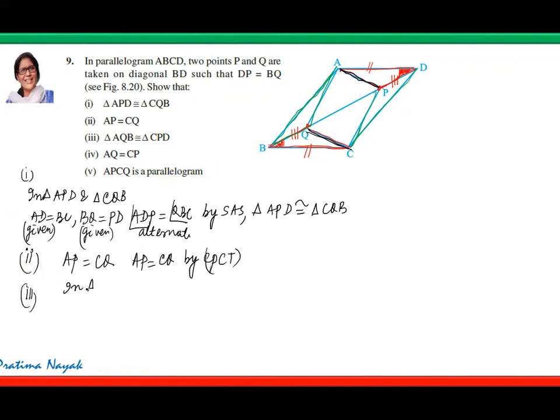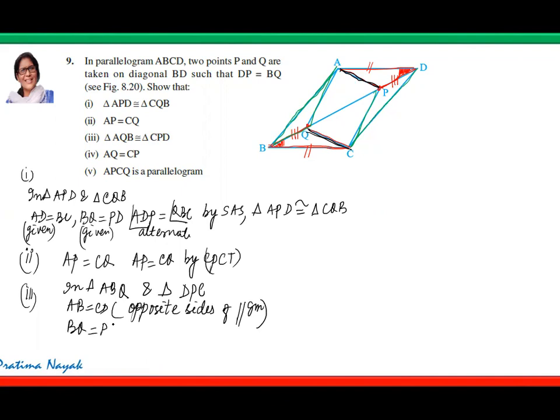In triangle ABQ and triangle DPC, AB is equal to CD. Why? Opposite sides of parallelogram. Then BQ is equal to PD. Why? It is given.